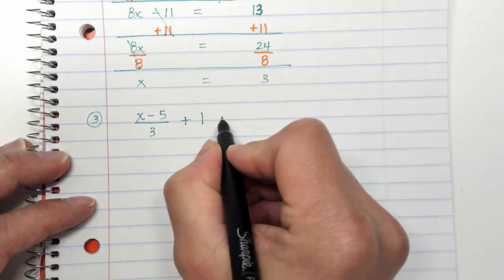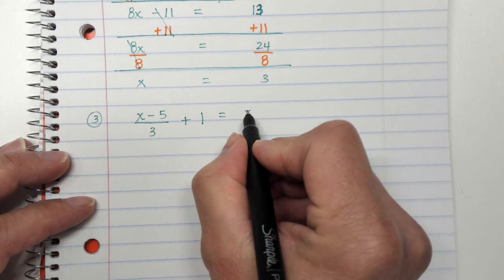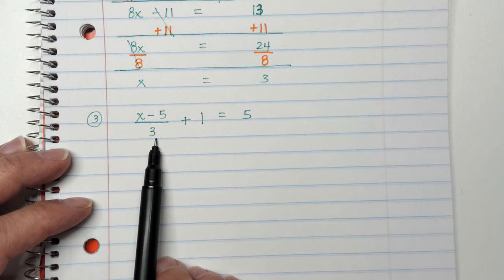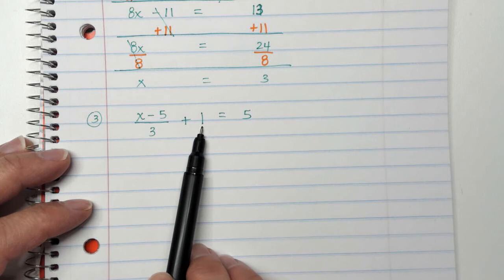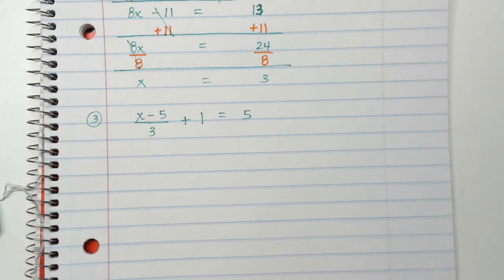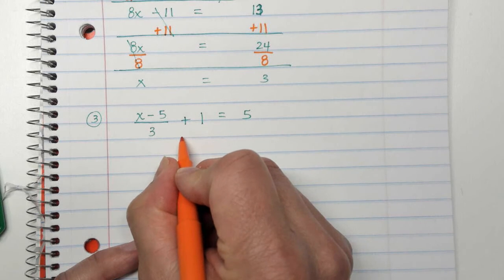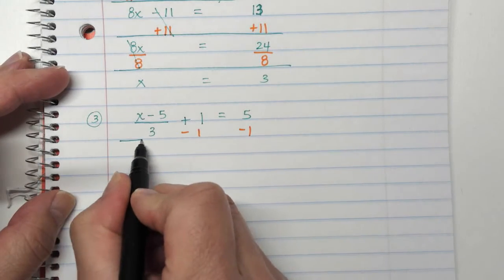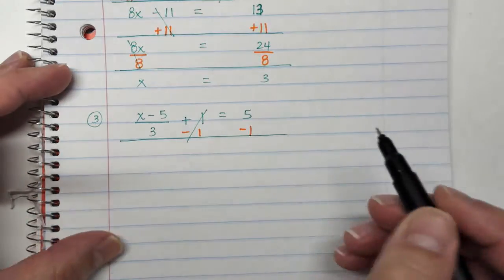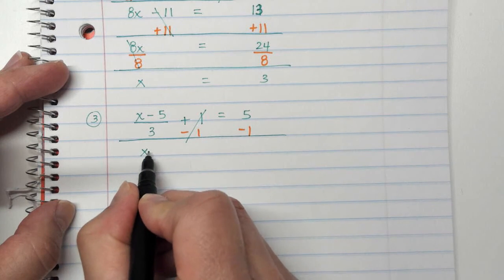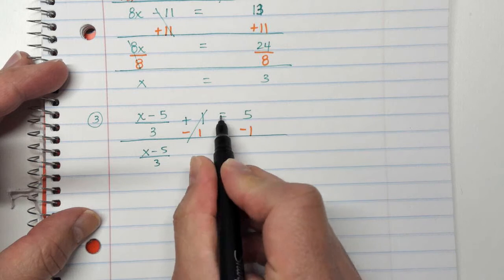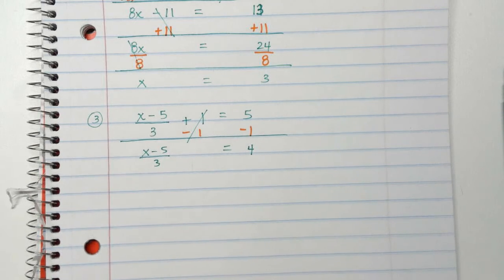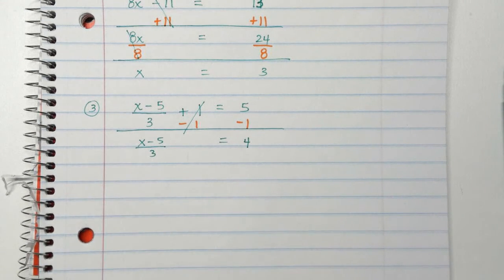Plus 1 equals 5. Okay, so it's x minus 5 divided by 3 plus 1. The last thing I said was plus 1, so you have to do the opposite of that, which is minus 1. Minus 1 on both sides. Those cancel. You get x minus 5 divided by 3 equals 4, and here comes the fun part, the hard part to type.